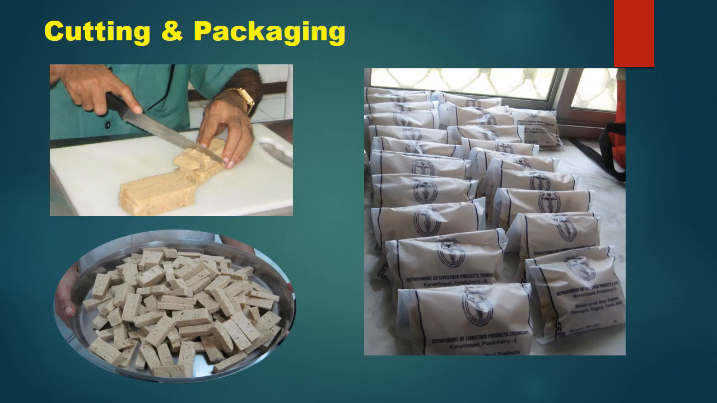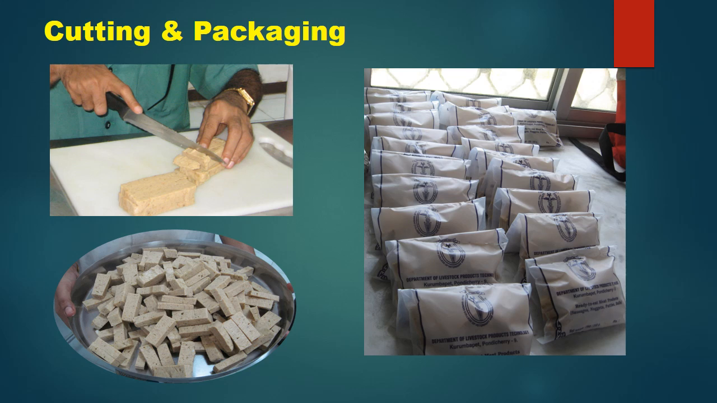So now the next step is cutting and packaging. As you can see the cutting in the picture, first we cut them into thick slices, and then further cutting makes the cube-like pieces. These pieces we can now pack in a convenient, suitable retail packaging.